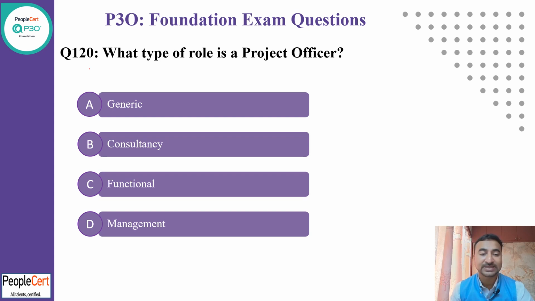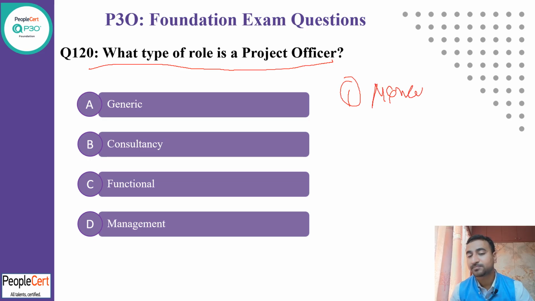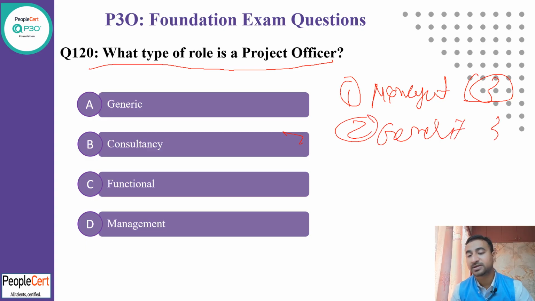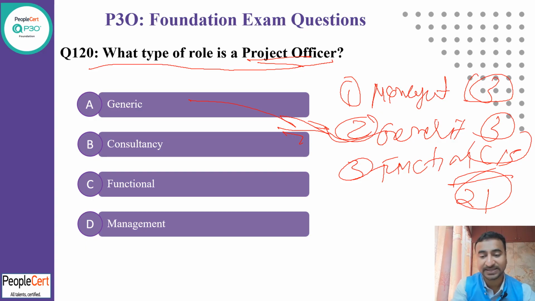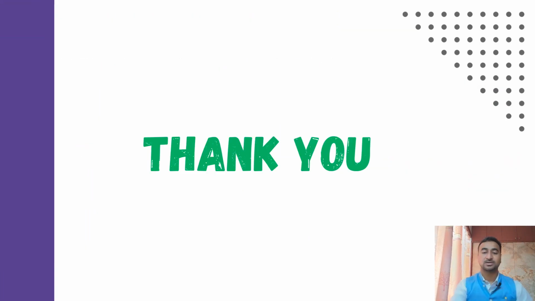Question 120 says, what type of role is a project officer? So there are three types of role. One would be the management role. There are three roles in that. Second would be a generic role. Again, there are three roles in that. And third would be the functional role as per the P3O standard. There are 15 roles. So total 21 roles defined. Out of these, project officer is a generic role. So as per that standard taxonomy, yeah, that's the correct answer.